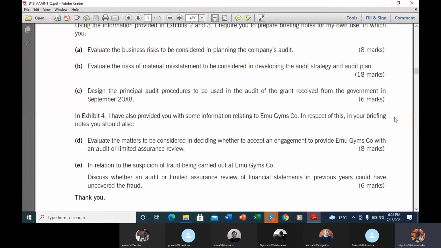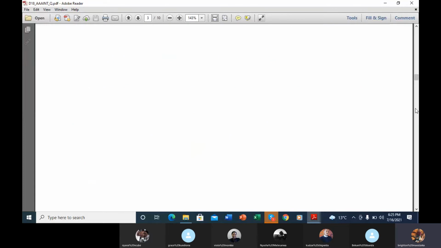At least if you raise 8 points or 9 is fine. We're going to discuss only 4 in this case, evaluating the risk of material misstatement to be considered in developing the audit strategy. So you skip by this A, B, we are numbering away. Then we have to provide evaluation of risks of material misstatement. Then underline. Evaluation of risk of material misstatement, then you underline.